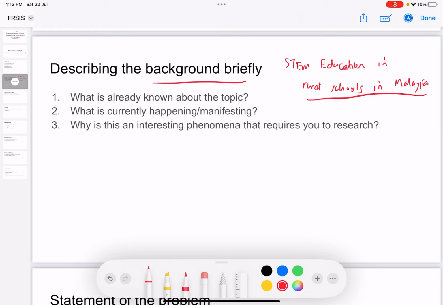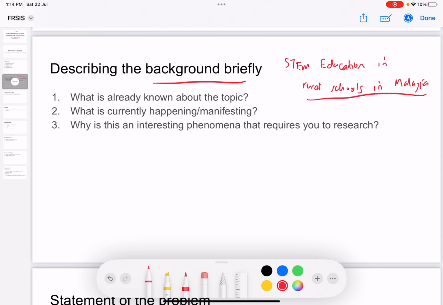Of course, you need to understand that this video is just one way for you to do the abstract. There are many different ways, and I'm sure other coaches or other mentors or other teachers will have different ways. I'm just showing you one of the many ways that can be applied. Okay, so first you want to know what is already known about the topic.